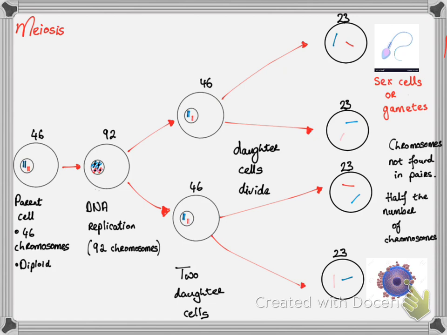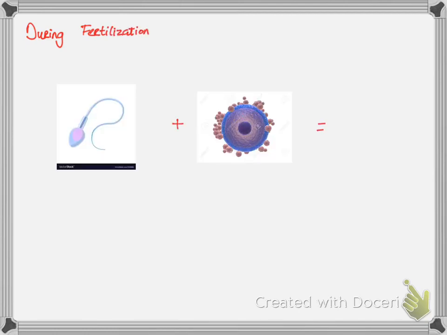Now, what is the point of having 23 chromosomes being produced in meiosis? It is not enough to form a true cell. Well, during fertilization, you'll have a sperm and an egg cell meet. And 23 and 23 will join together to form 46 chromosomes, enough to produce a brand new cell. Hopefully this makes some sense to you.